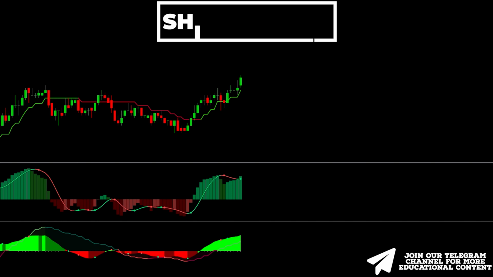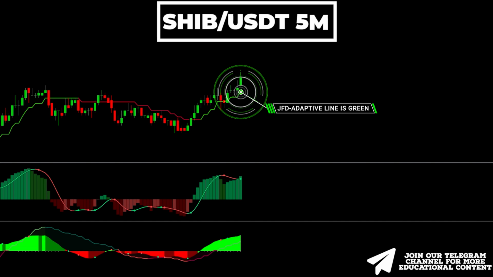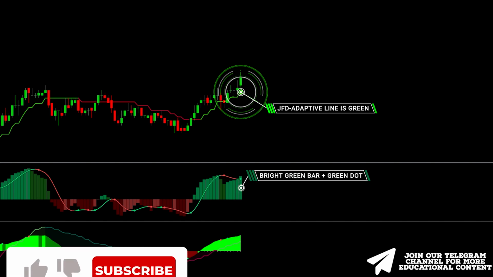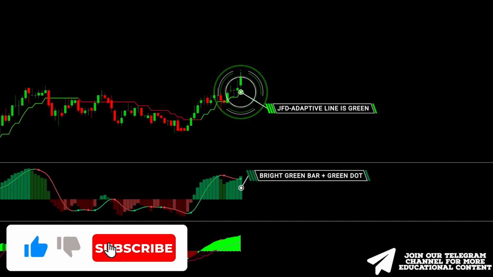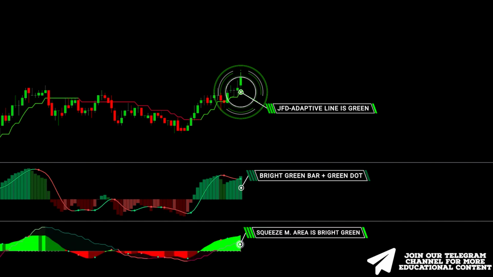Here's Shiba Coin, a 5-minute time frame. As you can see, the JFD adaptive line is green right here, meaning that we have a bullish bias and can move on to the next step. Then, the Beek-Strender bar is also bright green and the green dot appears above the 0 level. Finally, the squeeze momentum indicator shows a bright green area along the bottom, with the indicator line being bright green as well.